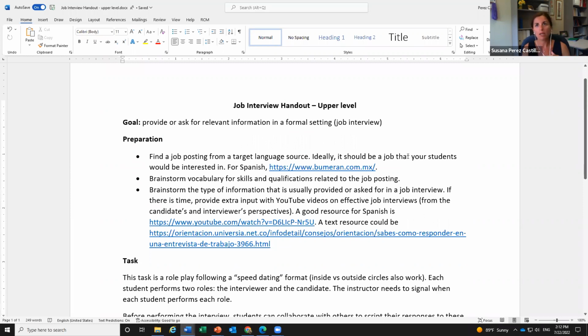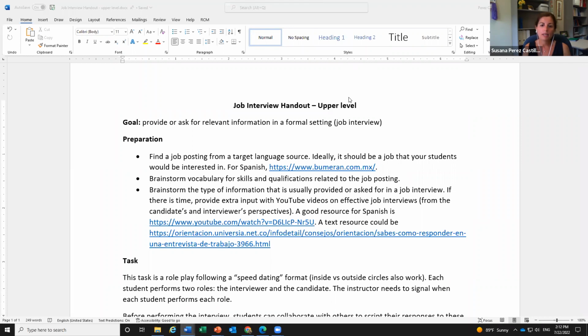This can be something that you do, or if your students are more advanced, then they can do it. That can be part of the preparation for this activity. For Spanish, I wrote this one for you. I'm sure you have other ideas for other target languages. Then you can brainstorm with them some vocabulary for skills and qualifications related to the job posting.